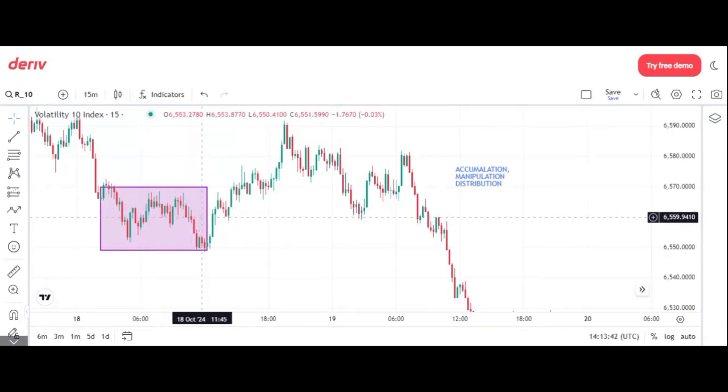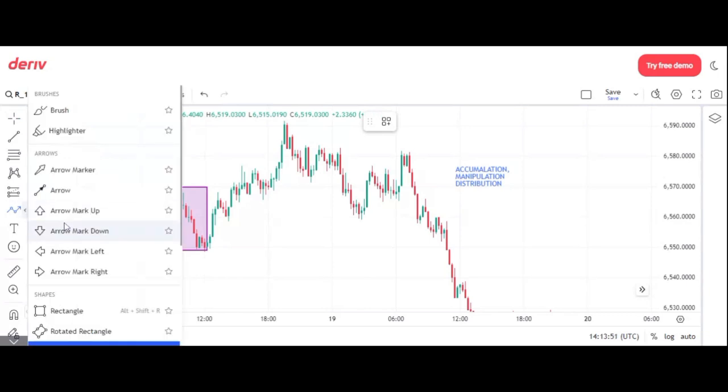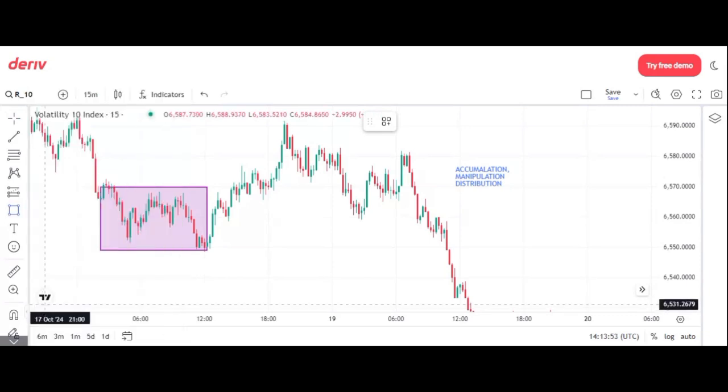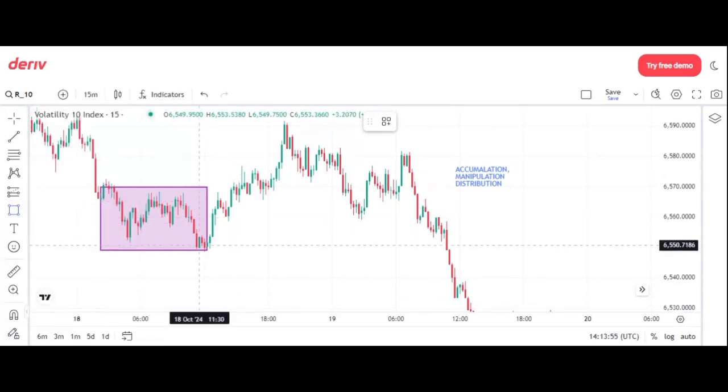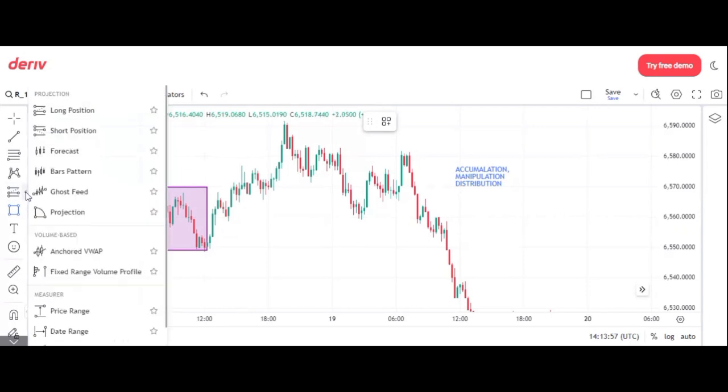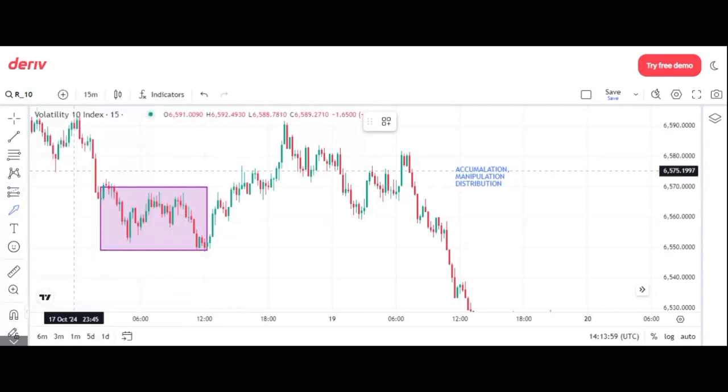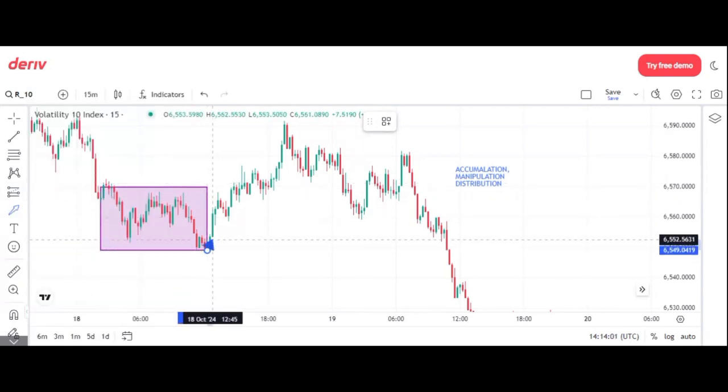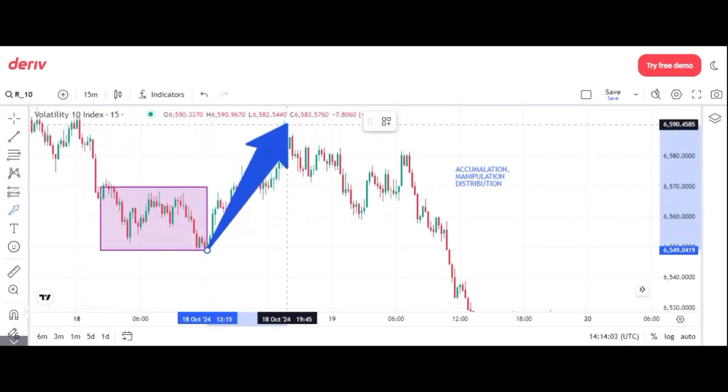Then from there, what will happen next is this clear uptrend which now shows a manipulation. So the first phase is called the accumulation. Then we have this next area here, which let me mark with this arrow marker. So this whole area now becomes the manipulation.